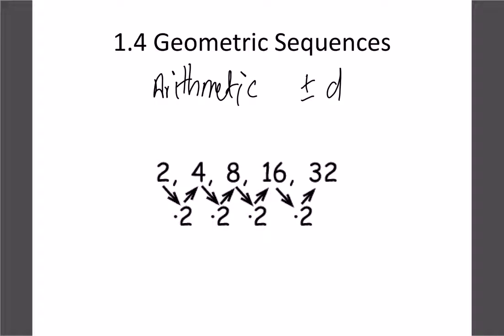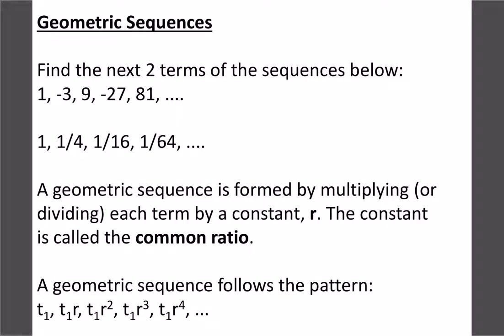So what we're going to look at now is a geometric sequence, where instead of adding or subtracting, we're actually multiplying or dividing. So you can see in this case, we started at 2, and if we times 2, we get 4, times 2 again, we get 8, times 2 again, we get 16, and so on. So we're no longer adding or subtracting, we're multiplying or dividing instead. And that's basically the only difference. The formulas change as well, but we'll get to that shortly.